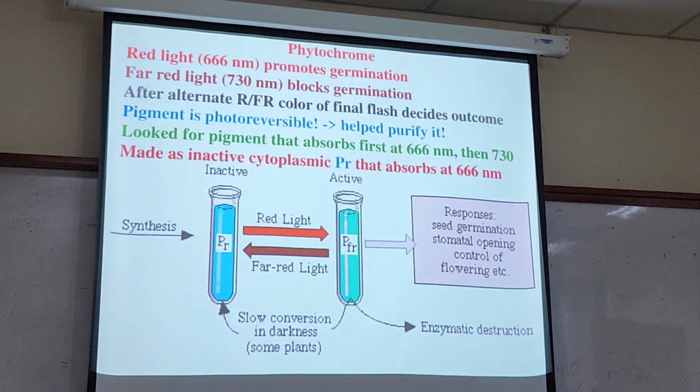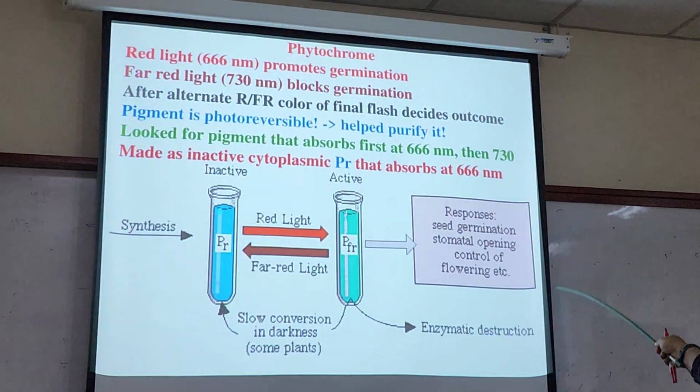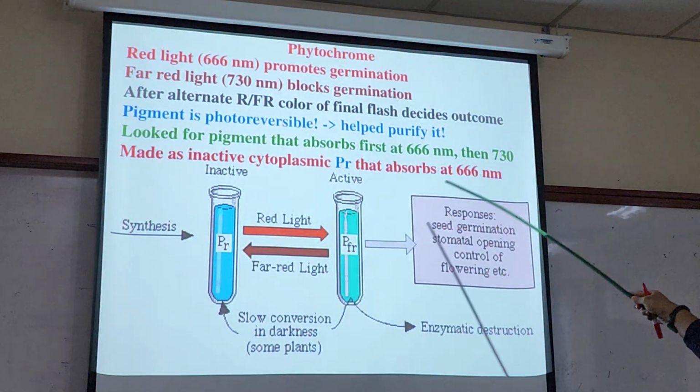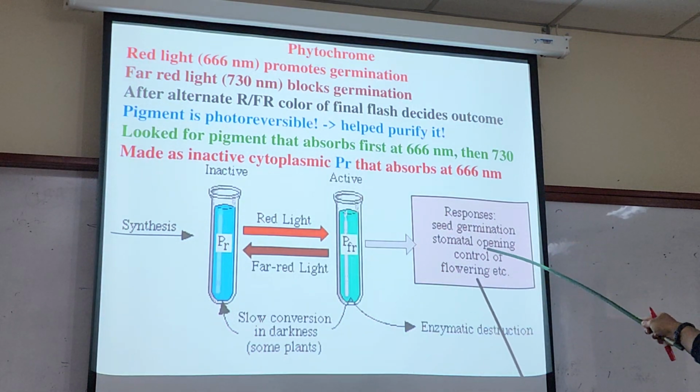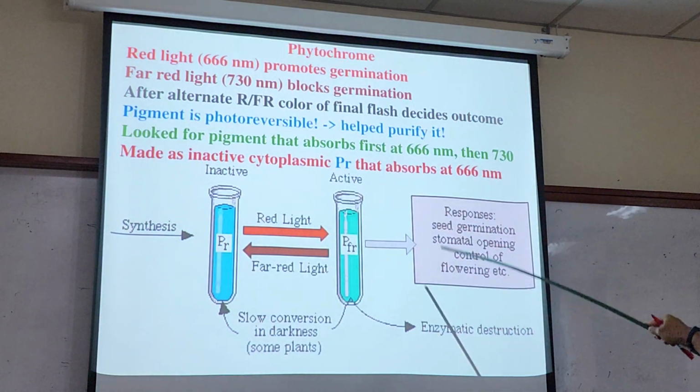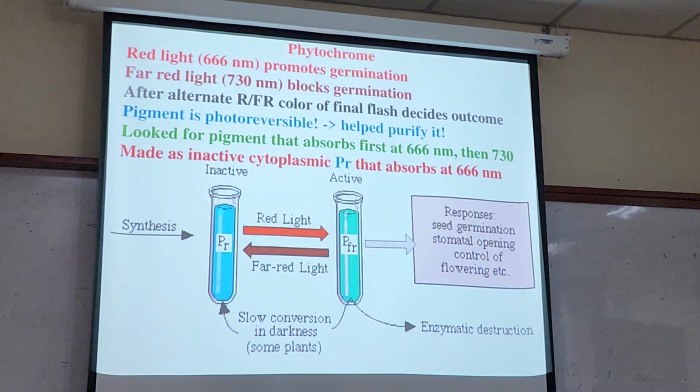So what will happen? This is the response that you're looking for. When phytochrome is active, you're going to get seed germination, stomatal opening, as well as the control of plant flowering. This is why sakura knows when to flower, to bloom.